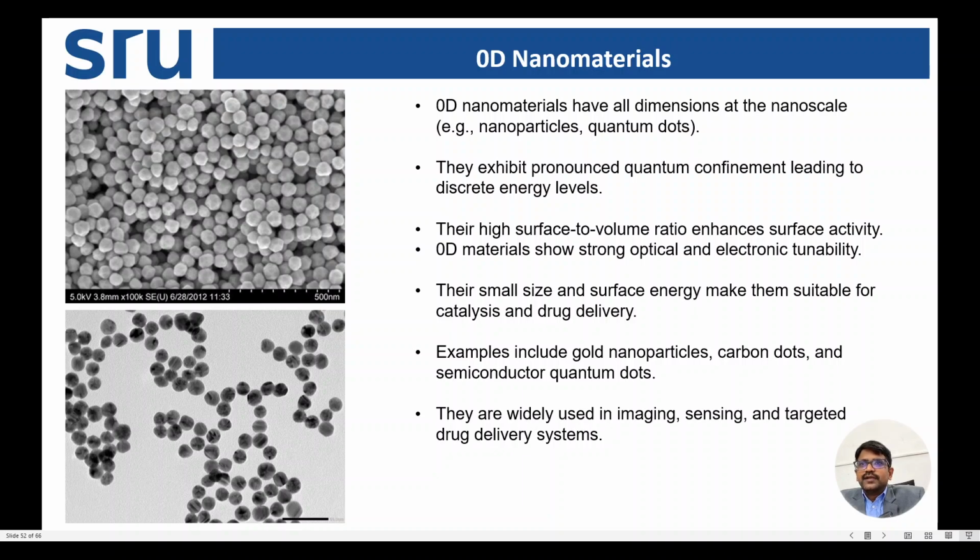So 0D nanomaterials have all dimensions at the nanoscale. Examples: nanoparticles and quantum dots. A zero-dimensional nanoparticle itself is, we can say, a 3D material, but with a very small size. Because nano 0D doesn't mean it doesn't have any dimension. It has length, breadth, height, everything, but very small dimensions.